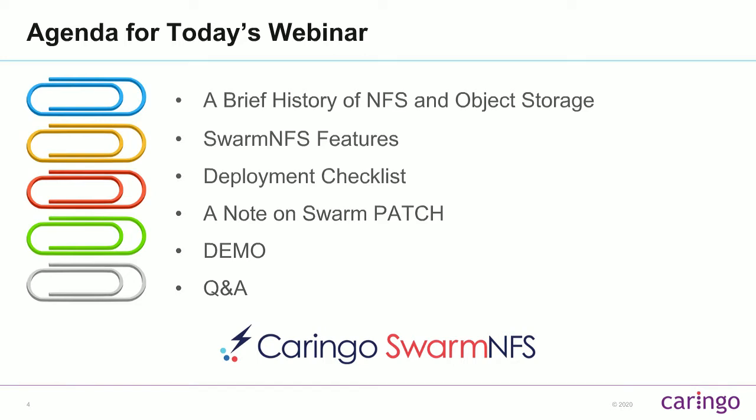So just a quick agenda before I hand things off to Q for the presentation. We're going to go through a brief history of NFS and object storage. We'll walk through some specific SwarmNFS features of note, and we'll also provide a deployment checklist, the things that you'll need and have in place in order to deploy SwarmNFS and start using it. We'll also go through some quick notes on the new patch API call that's used to help improve the performance of SwarmNFS when interacting with our object storage solution. Q-Mike is also going to go into a demo, and then finally we'll wrap up with any remaining questions and answers that might be outstanding. So with that said, Q, I'm going to go ahead and hand it over to you.